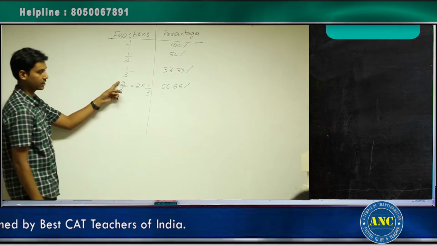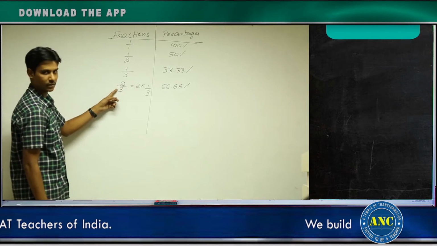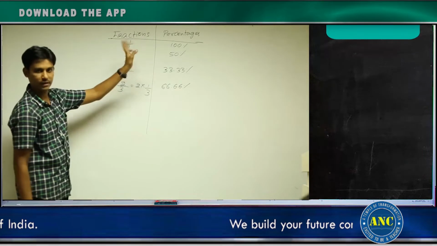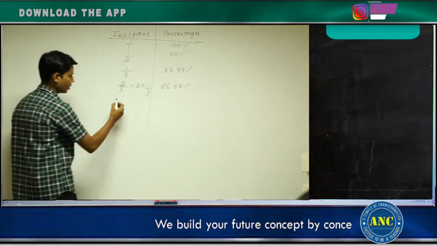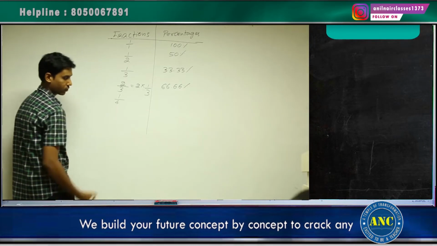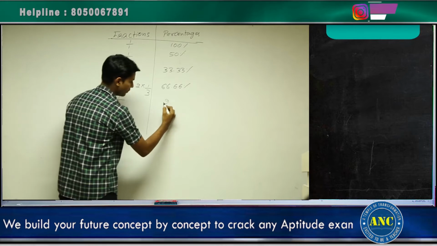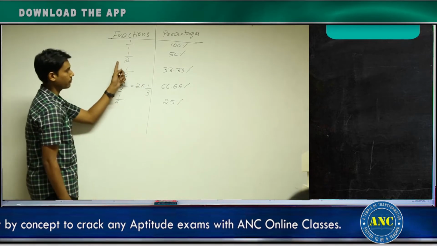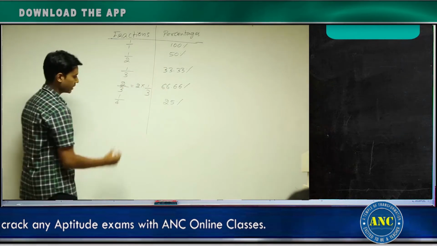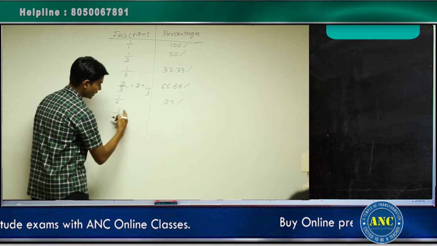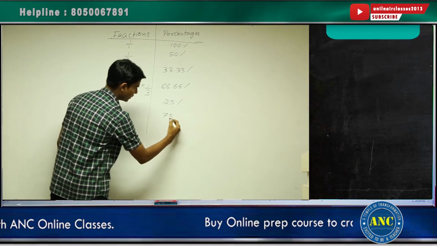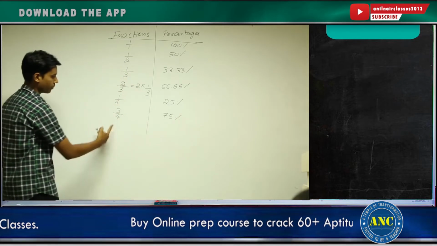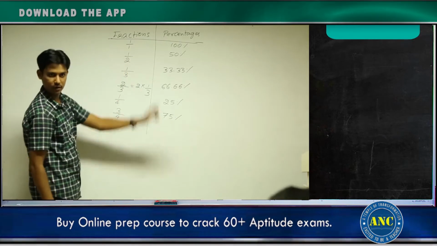66.66%. Next, if I increase the numerator, it will become 3 by 3. 3 by 3 is 1, already written. Next, 1 by 4. 100 by 4 is 25%. 2 by 4 is 1 by 2, already written. 3 by 4 is 3 into 25%, 75%. Next is 4 by 4, which is 1, already written.